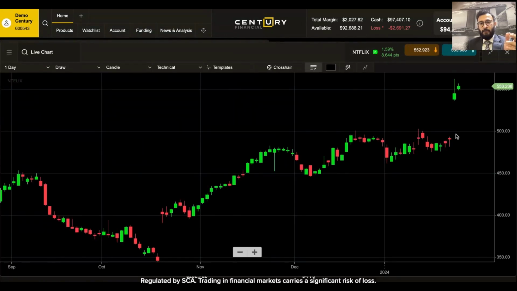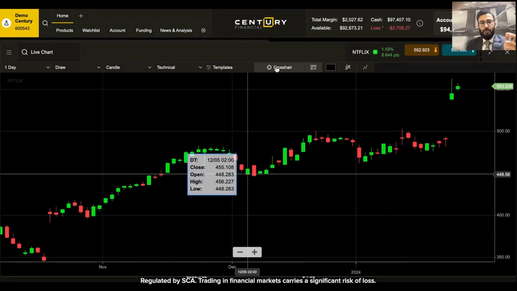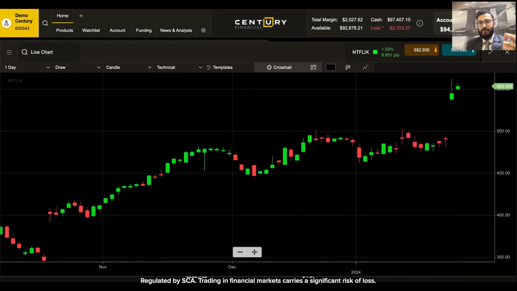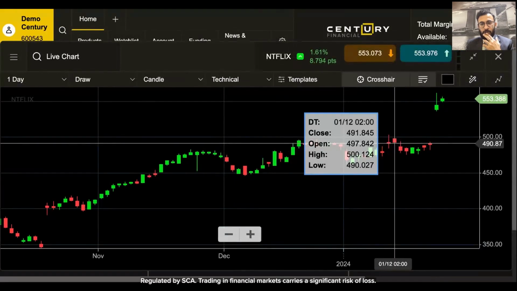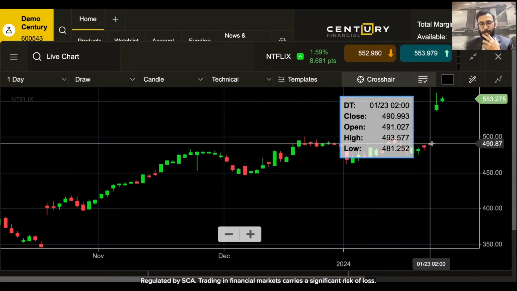Look at this. The Netflix earnings came out the previous night, and let me zoom this so everybody can see this. Just zooming this one so you can see this. Look at this. Netflix closed at $490 per share on 23rd March, before the earnings came out, right? So it closed at $490 per share.